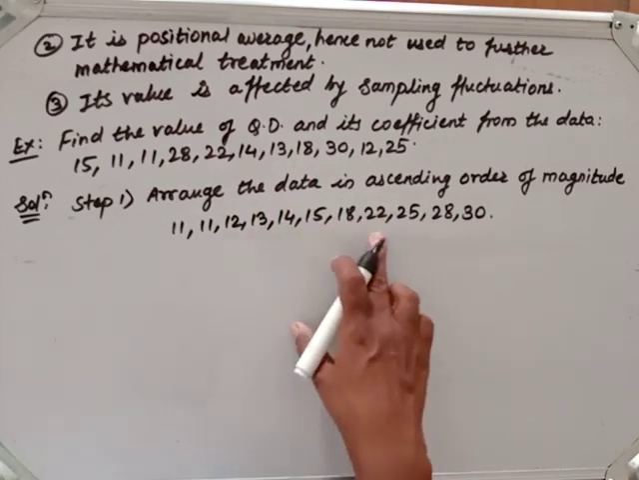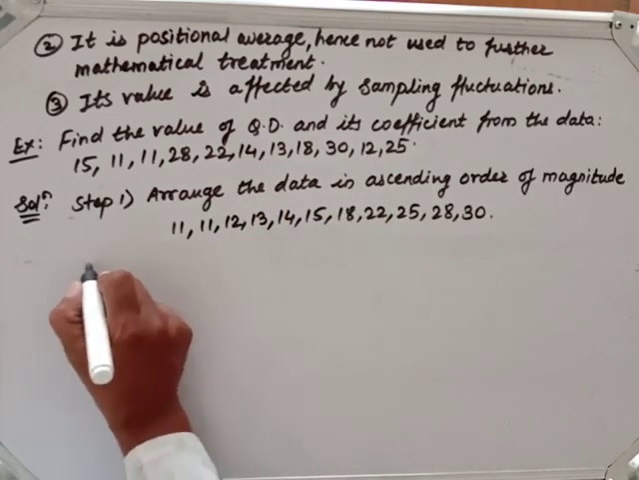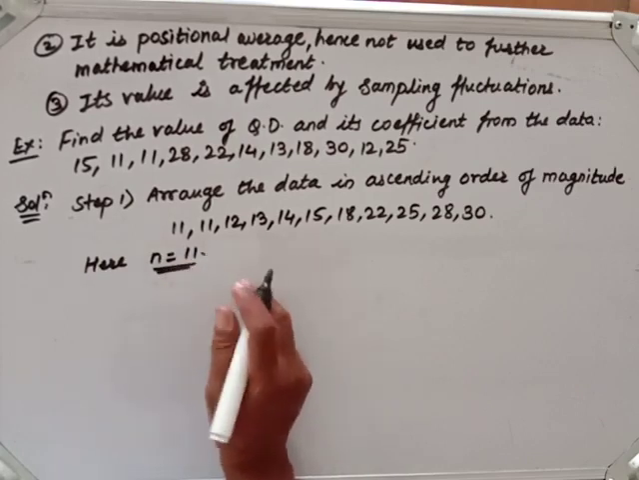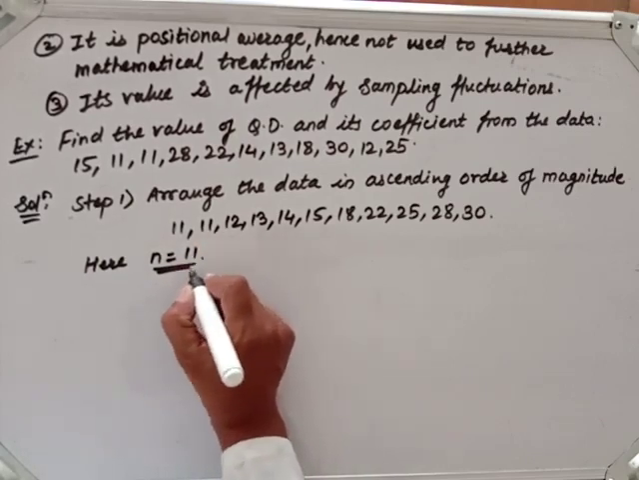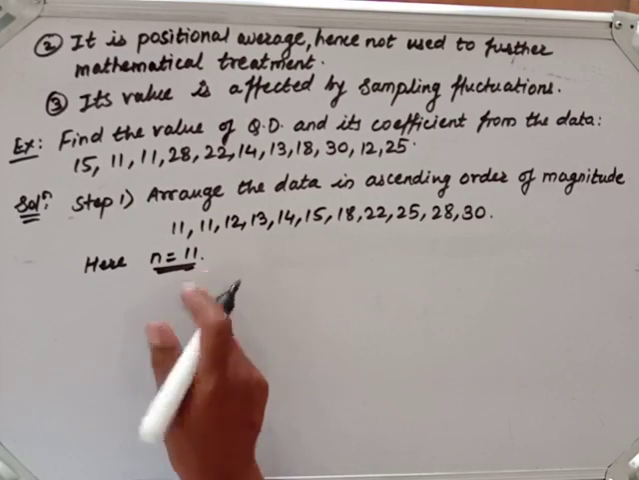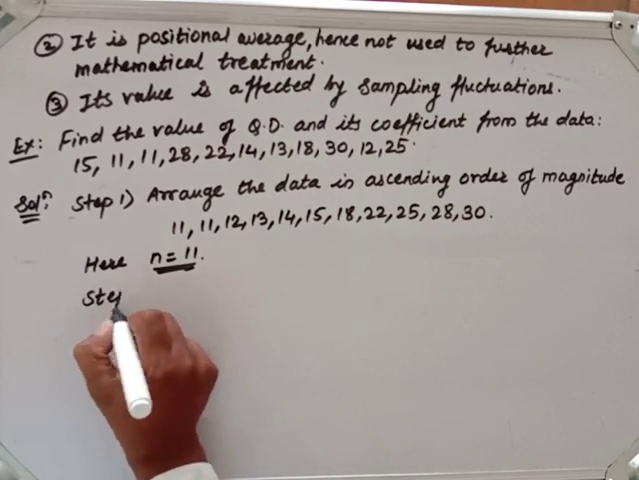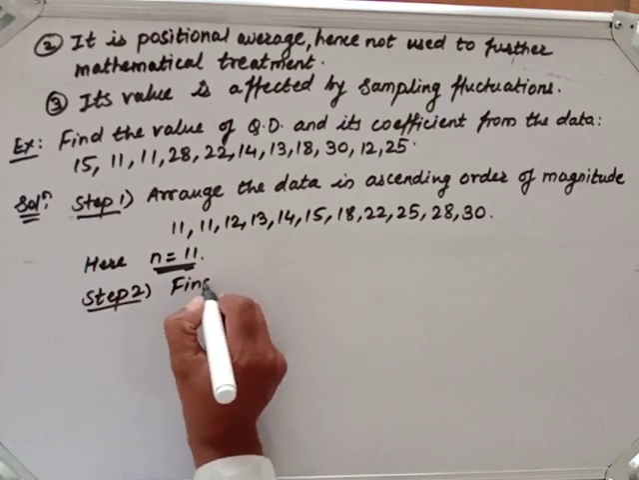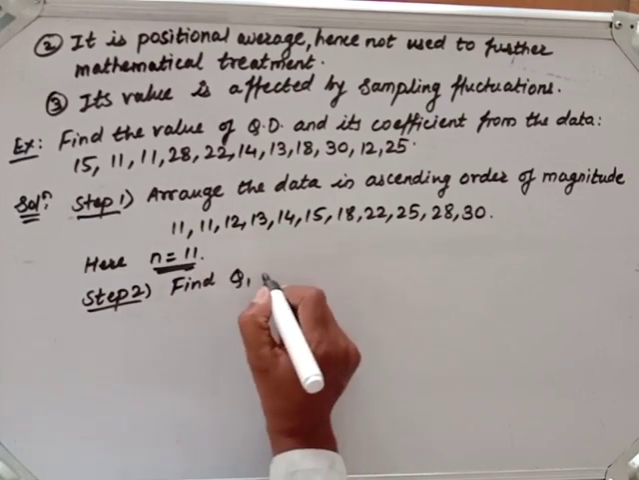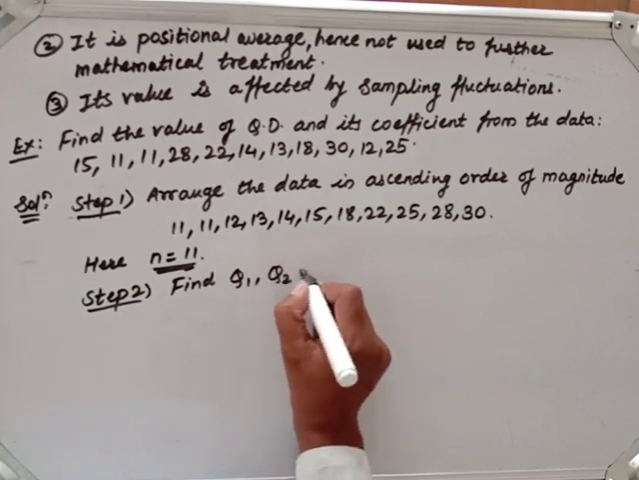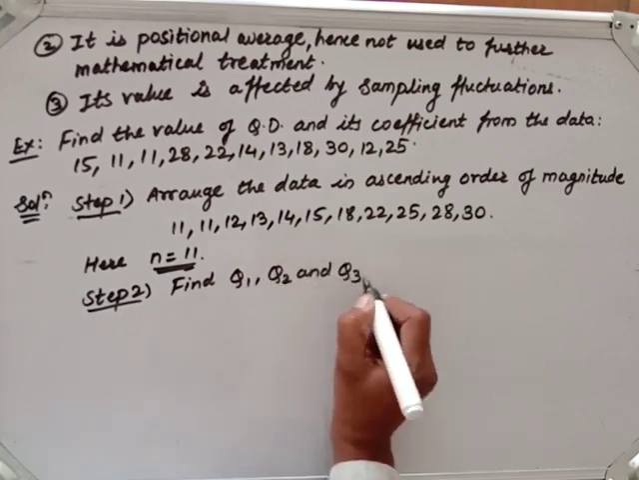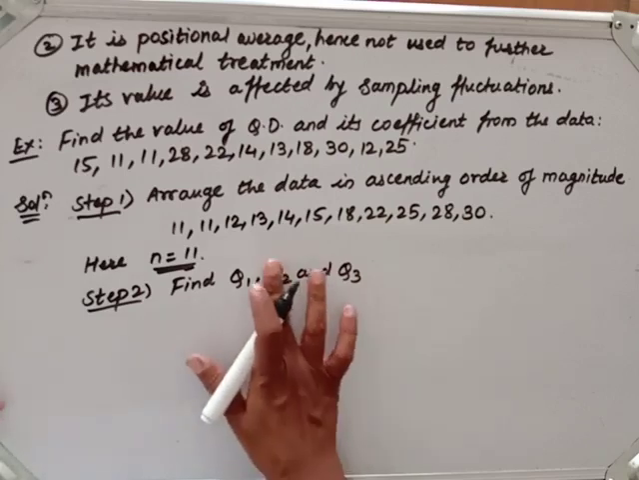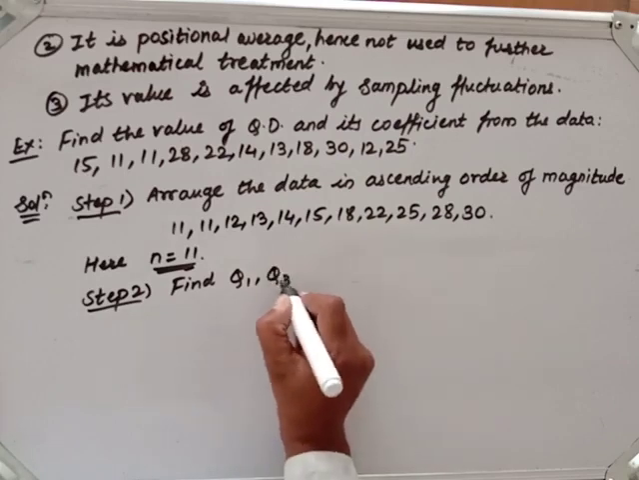So how many observations are there? There are 11, so n equals 11. This is an individual series distribution. We need the value of n for finding the quartiles. So step 2, we will determine the quartiles. Actually Q2 is not required to us. If we find simply Q1 and Q3, this is enough.